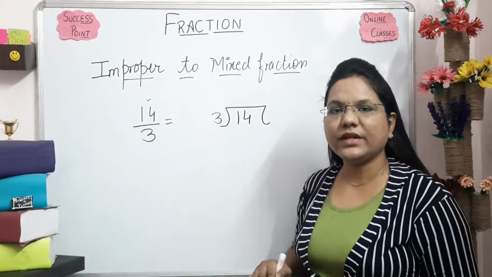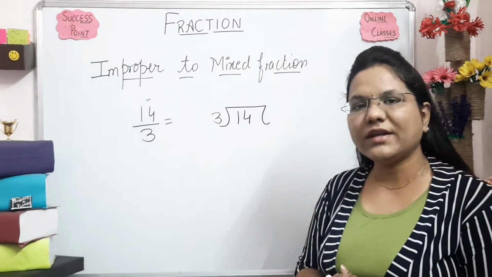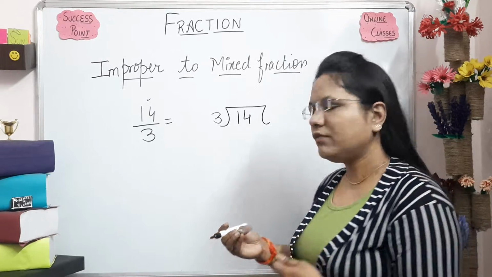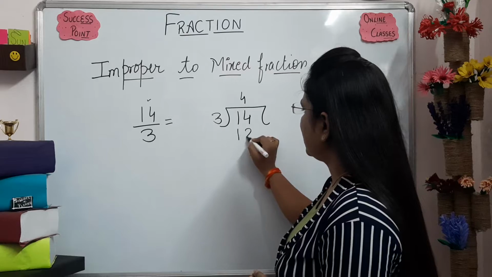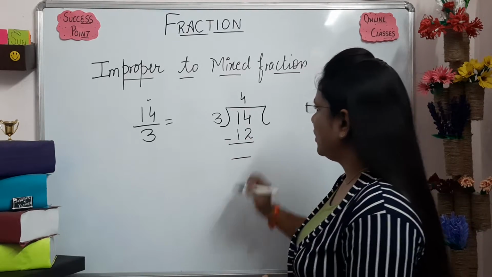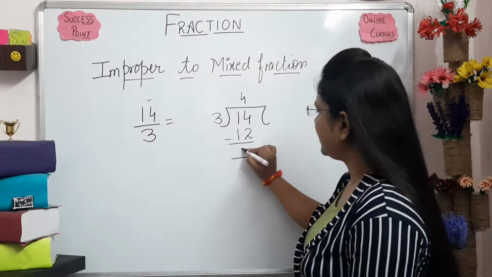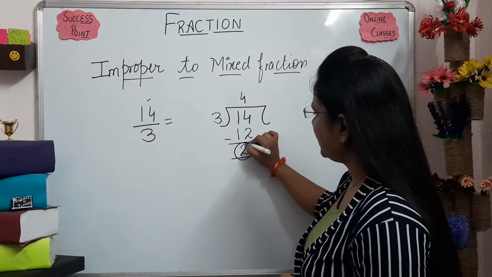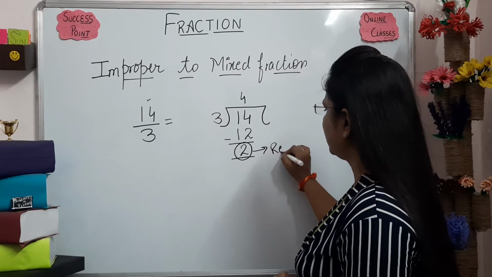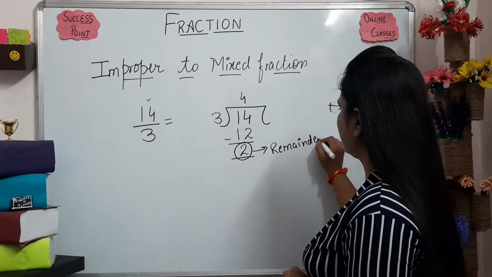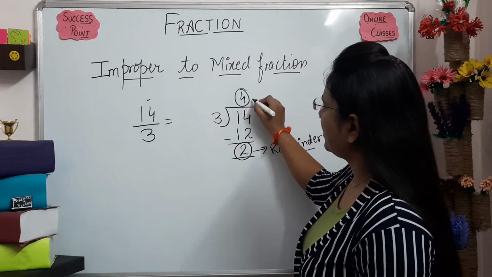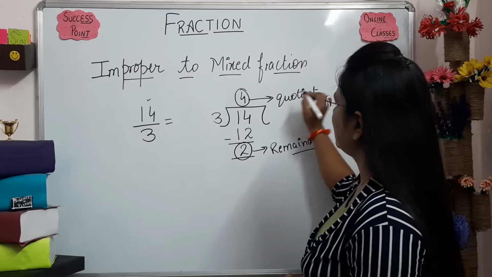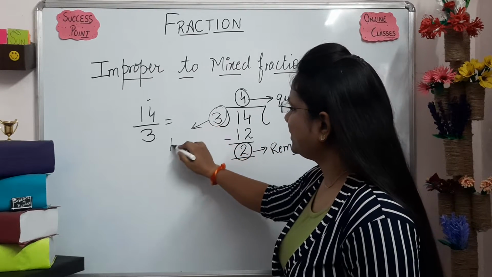Now let's check in the 3 table where we will get 14. No, we will not get 14. Any number smaller than 14? Yes, 3 fours are 12. So we write 3 fours are 12. Now let's subtract: 14 minus 12, we get 2. Now we are getting 3 numbers. This one is the remainder, this upper number we call the quotient, and this one the divisor.